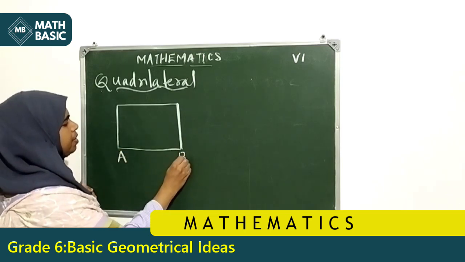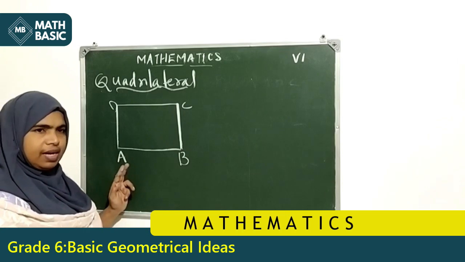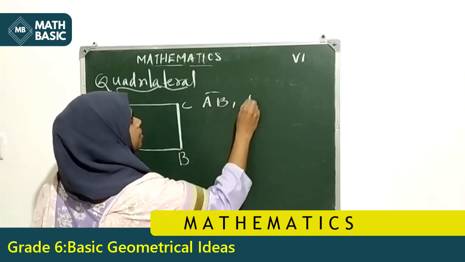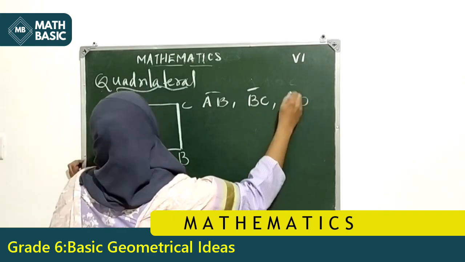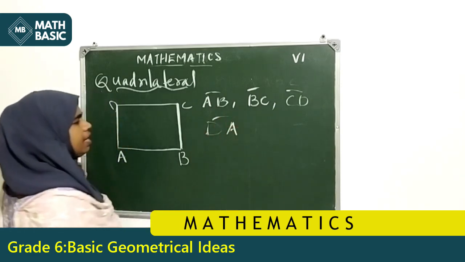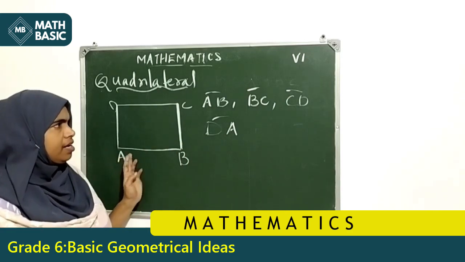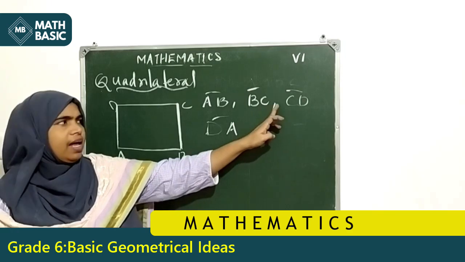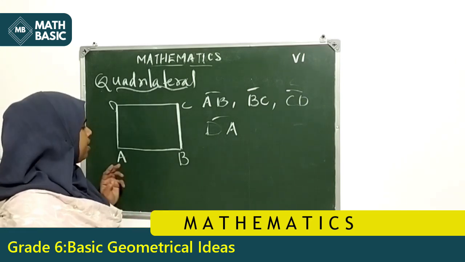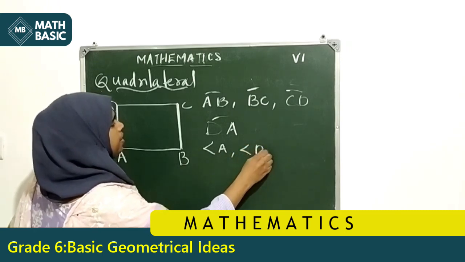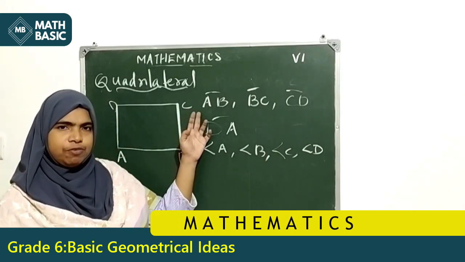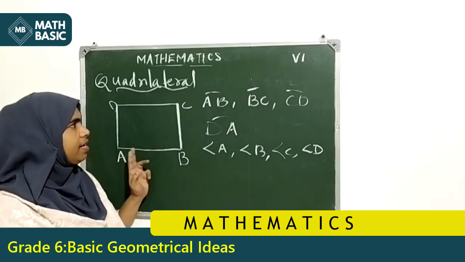This is A, B, C, D. See, the sides are line segment AB, line segment BC, line segment CD and line segment DA. Here the four angles are angle A, angle B, angle C and angle D. These are four sides and these are four angles. That is a quadrilateral.